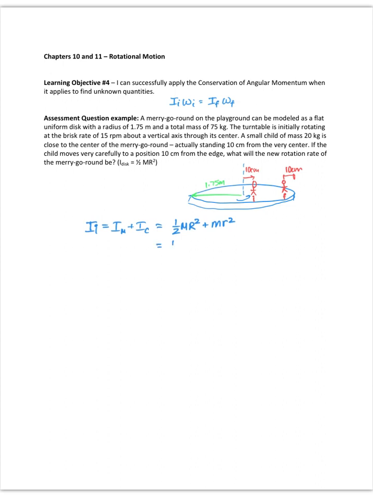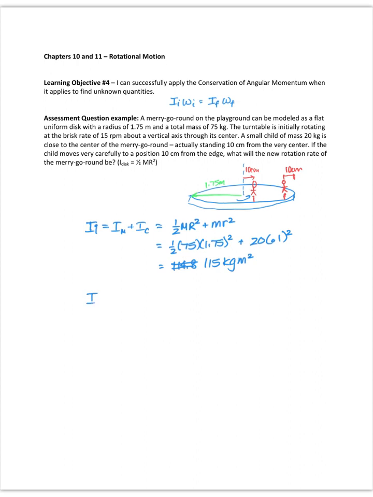If we put in the values that we know that apply here, the mass of the merry-go-round is 75 kilograms, its radius is 1.75. The child has a mass of 20 kilograms, and initially he's 10 centimeters from the center. This gives us an initial moment of inertia of this system of 115 kilograms meters squared.